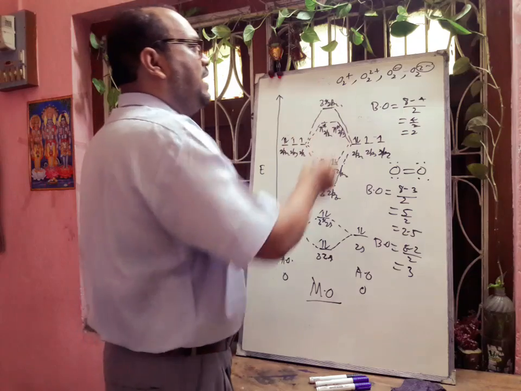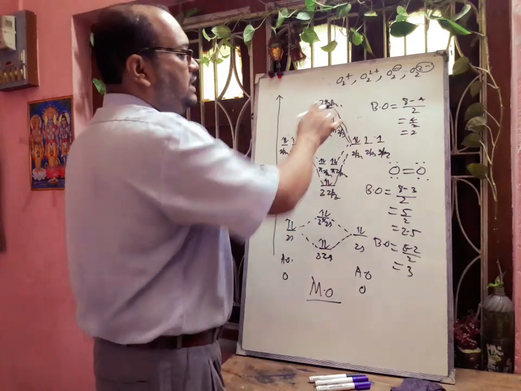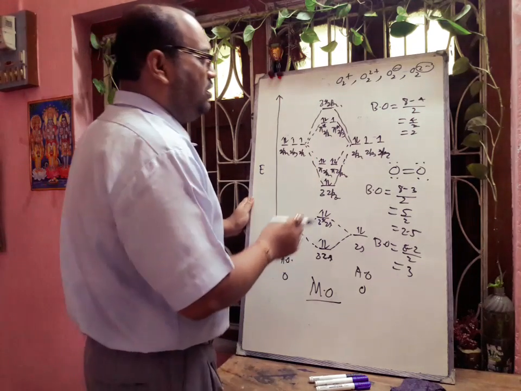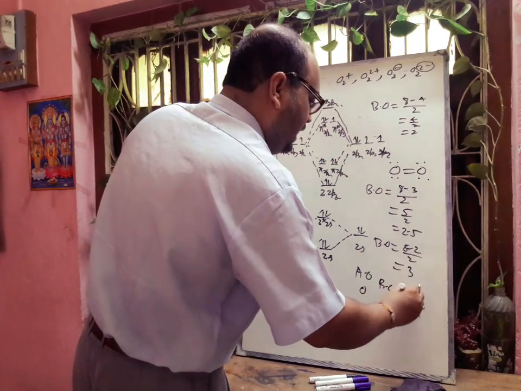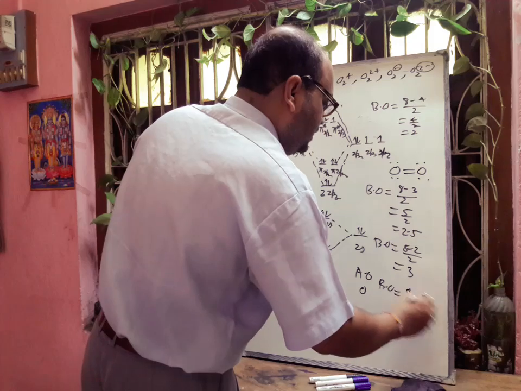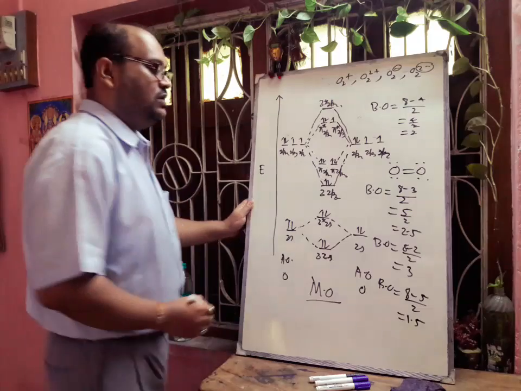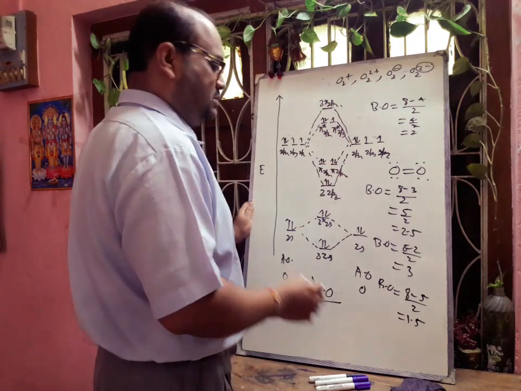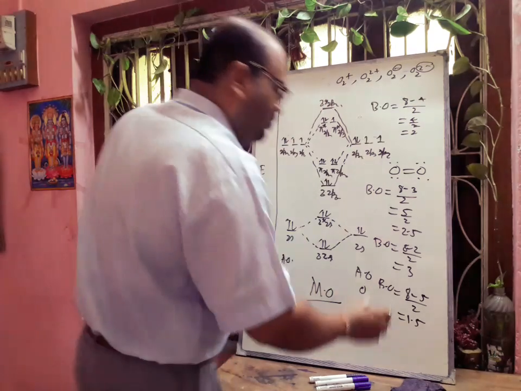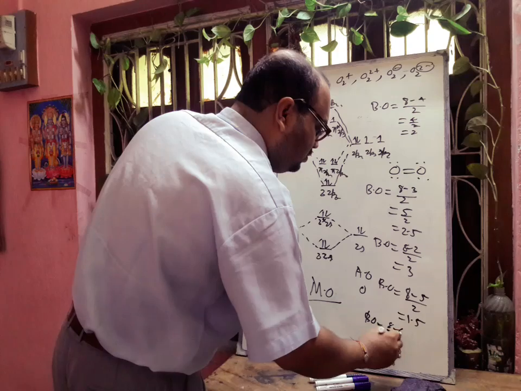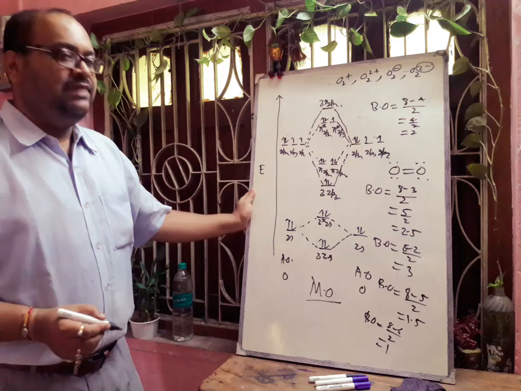But in case of O2 minus, what will happen? Here 1 electron will be added. So here bond order will be less than 2. That means bond order will be 8 minus 5 divided by 2, that means 1.5, less than 2. And when we add 2 electrons, the bond order in case of O2 2 minus will be 8 minus 6 divided by 2. That means 1. So in this way we can easily arrange the bond orders.